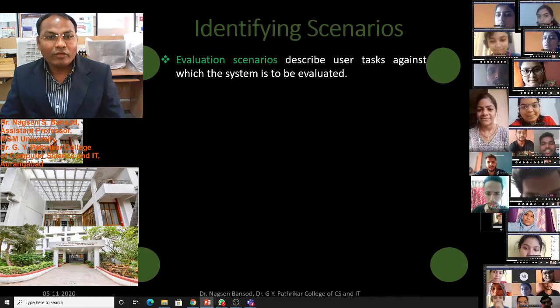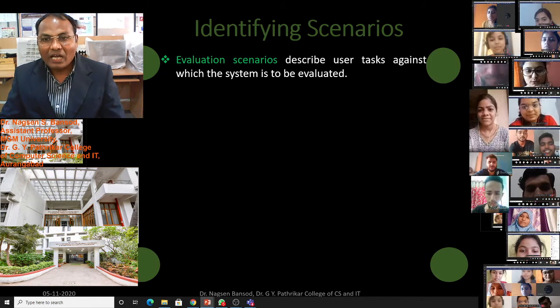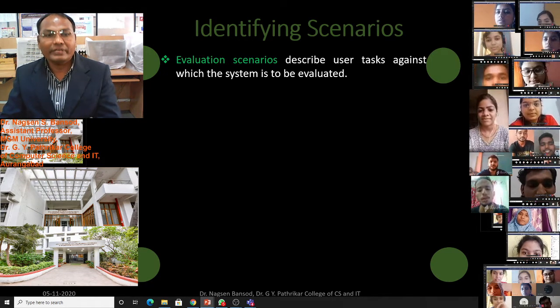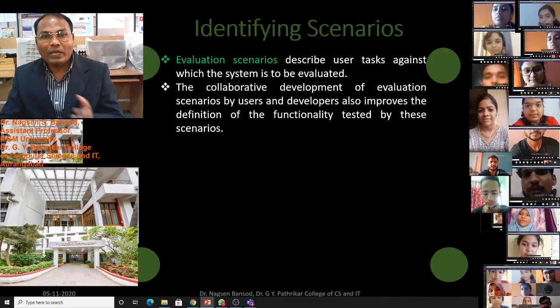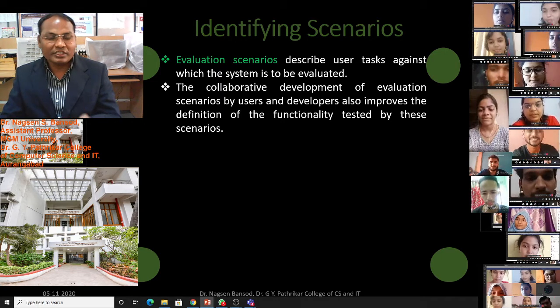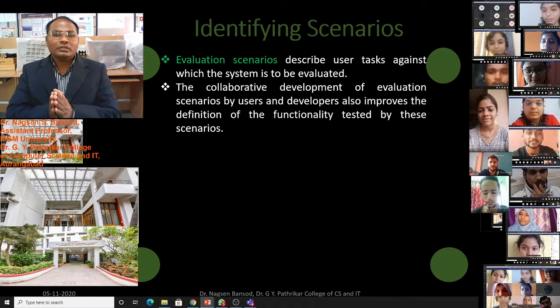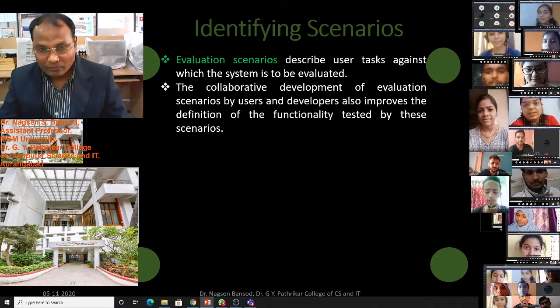Next one is the evaluation scenario. It describes the user task against which the system is to be evaluated. The collaborative development of the evaluation scenario by users and developers also improves the definition of the functionality tested by the scenarios.